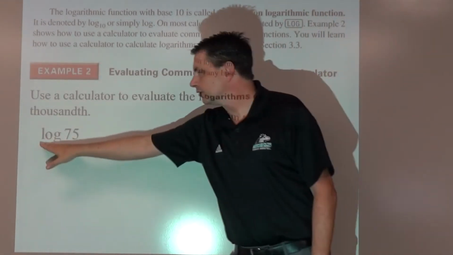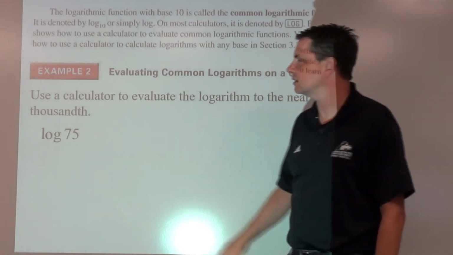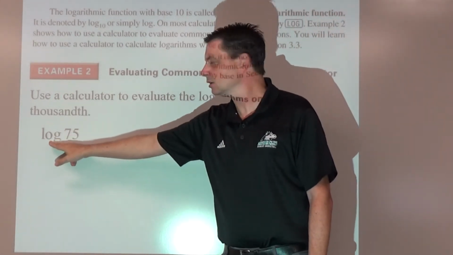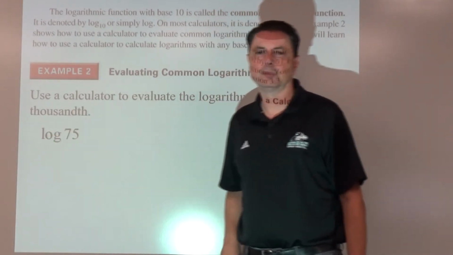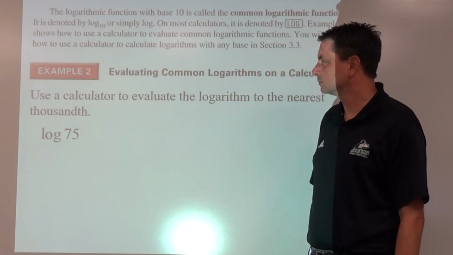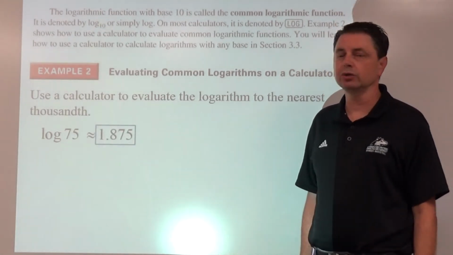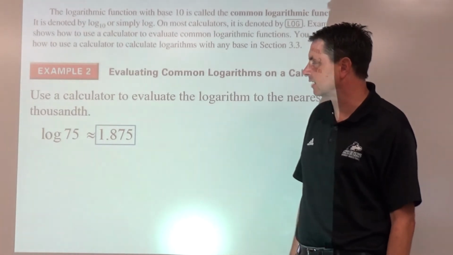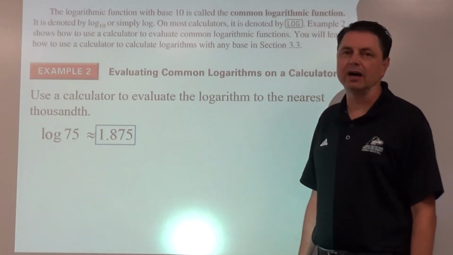So example 2, how to use the calculator for that. All you have to do to evaluate, rounding to 3 decimal places, is just type in log 75 equals, round appropriately. And check and make sure you can get 1.875, or 1 and 875 thousandths.